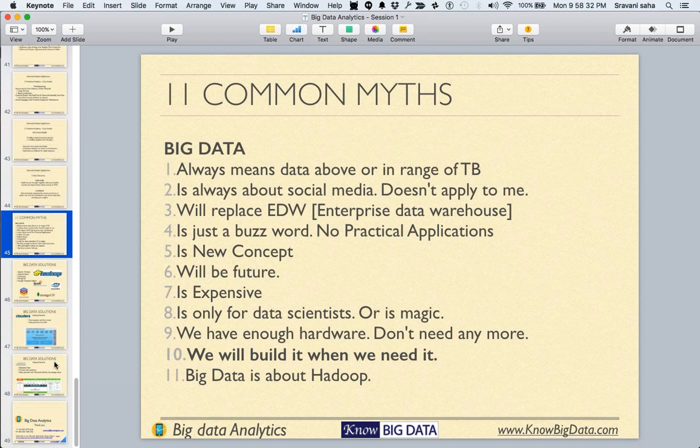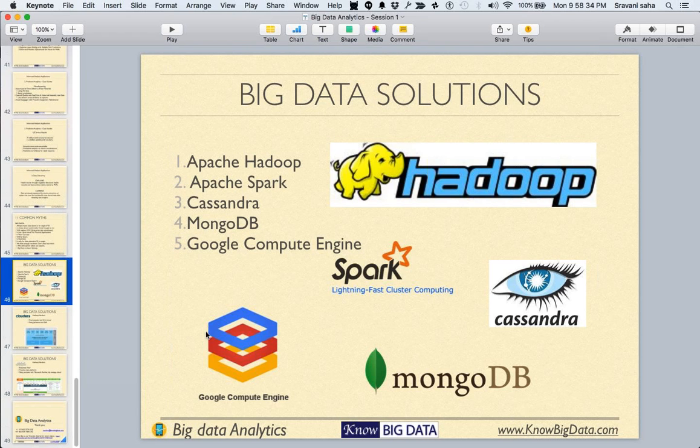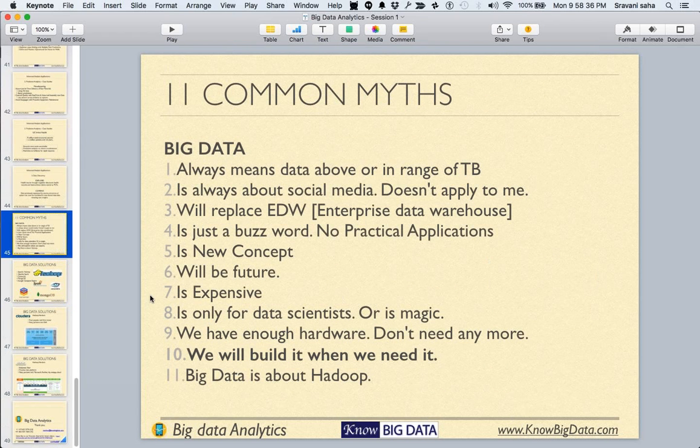We will cover the rest of the solutions. We can just take 5 more minutes. All right. So these are the common myths. Most of you would be aware of these common myths related to big data. If not, just go through this list.